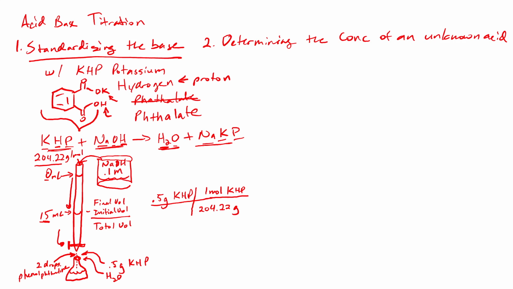Okay. And then the next thing to do is to look at your balanced chemical equation here, and notice that in the KHP sodium hydroxide equation, it's a 1-to-1 molar ratio. For every one KHP, you have one sodium hydroxide that reacts. And so now you can say for every 1 mole of KHP, you get 1 mole of sodium hydroxide.